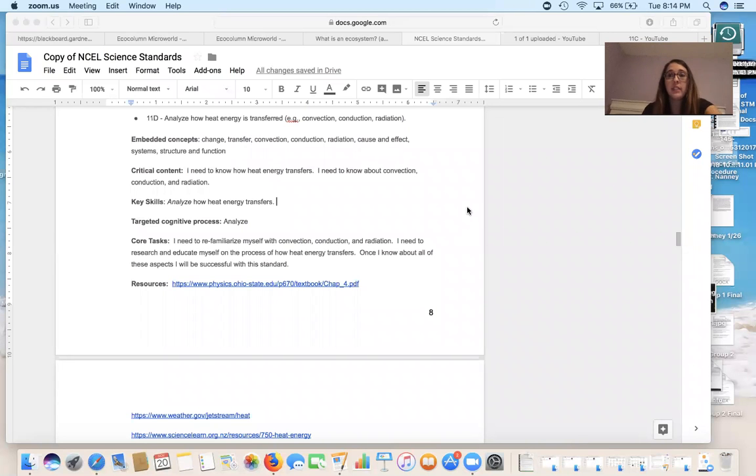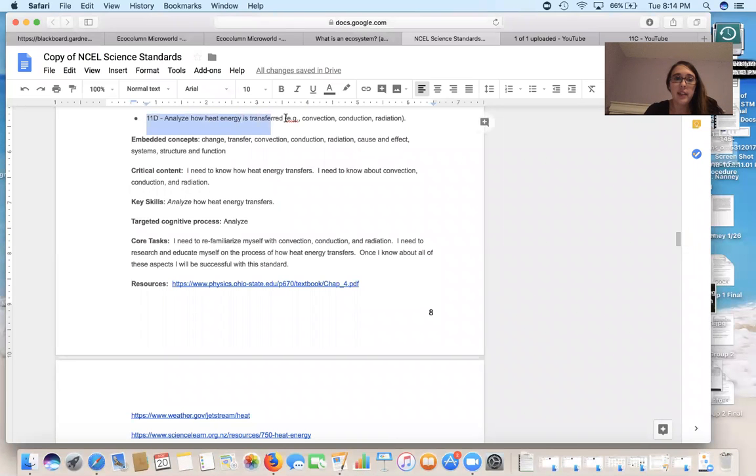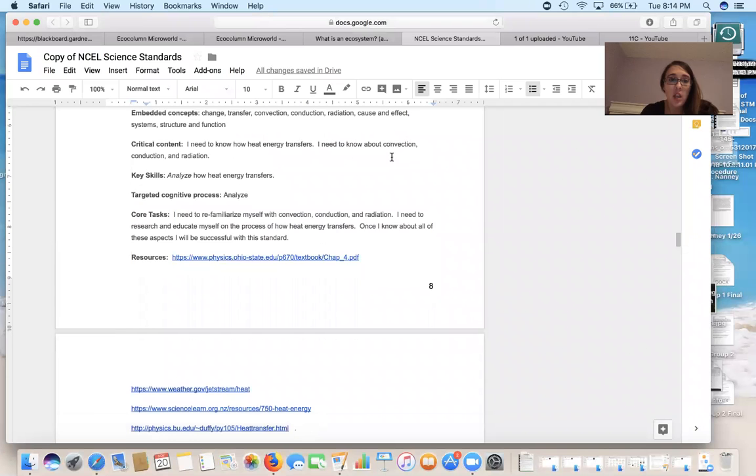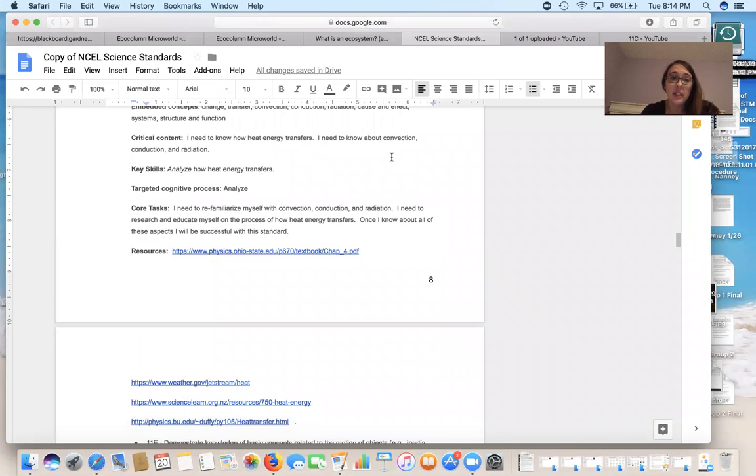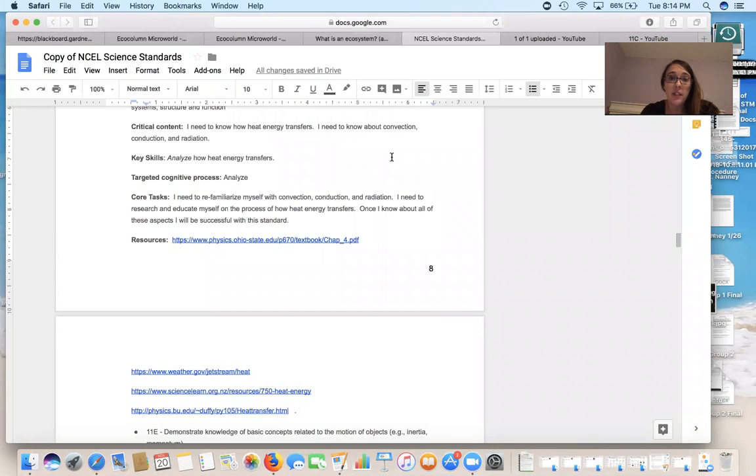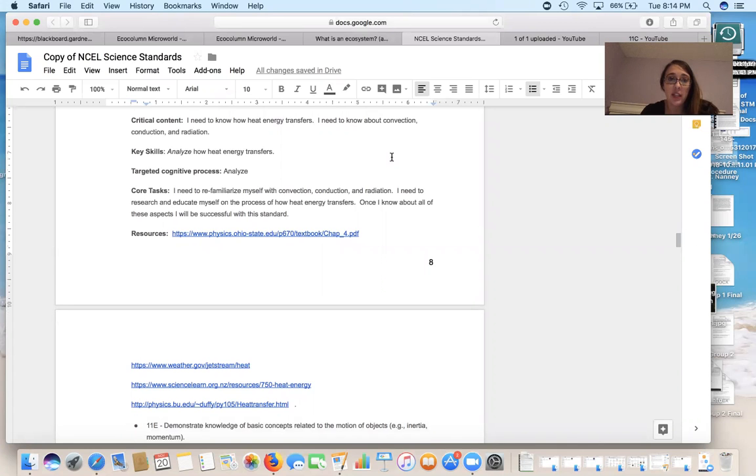Okay, now we're on the Science Standard 11D, which states, analyze how heat energy is transferred, such as convection, conduction, radiation. Your concepts are change, transfer, convection, conduction, radiation, cause and effect, system, structure, and function. Critical content. You need to know how heat energy transfers. You need to know about convection, conduction, and radiation in depth.